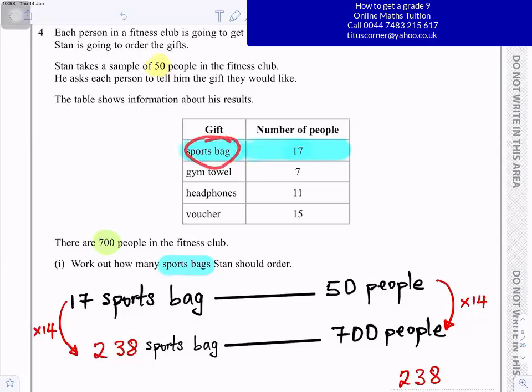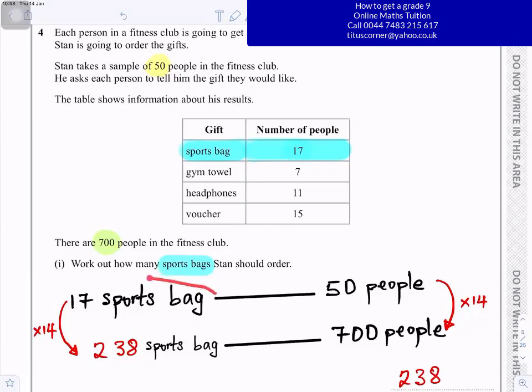So for sports bag, 17 people wanted a sports bag as a gift. For the gym towel, 7 people wanted a gym towel. For headphones, 11 people wanted headphones. For voucher, 15 people wanted a voucher. There are 700 people in the fitness club. Work out how many sports bags Stan should buy.